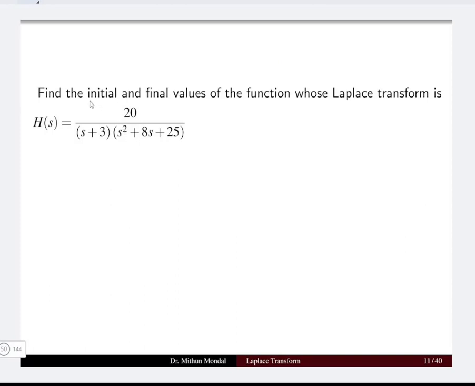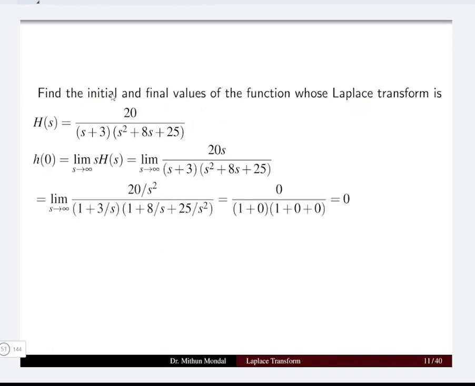Now, how do you obtain initial and final values for a function using Laplace transform? This is the signal given to us, H(s), in the frequency domain. We will use it to find the initial and the final value. First we'll obtain h(0), the initial value, as the limit of s tending to infinity of s into H(s). This equation is multiplied with s and we obtain the limit. Using the mathematical concept of limit, we find that 0 is the answer for the initial value.